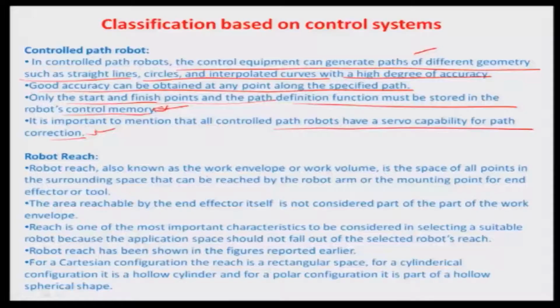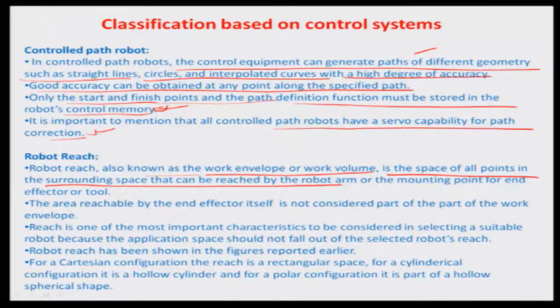Okay. So for example, y equal to mx plus c is a straight line equation. If a robot is supposed to go on a straight line, computationally the predicted y versus x coordinates would be generated, which will give you a set of control points for the robot to automatically self-guide on that particular path. So robot reach, also known as a work envelope or work volume, is the space of all points in the surrounding space that can be reached by the robot arm.